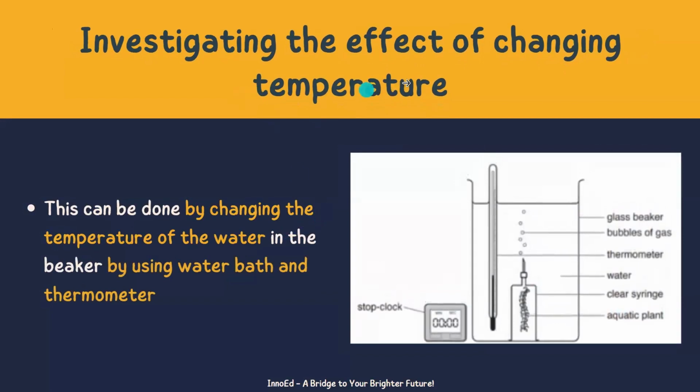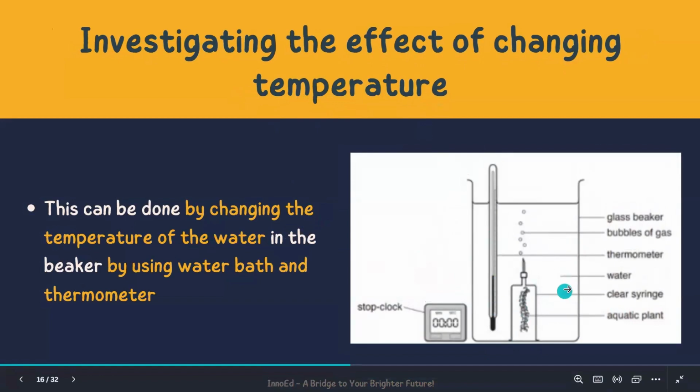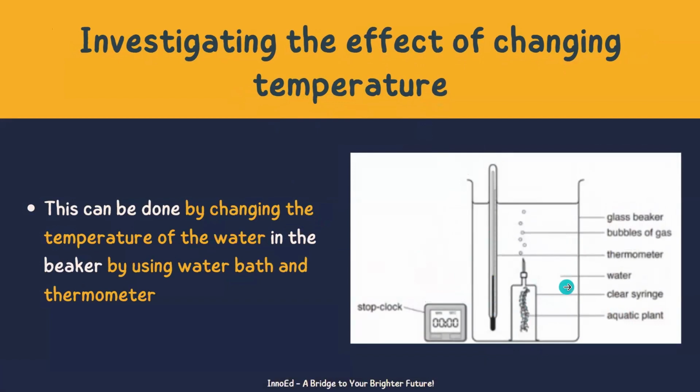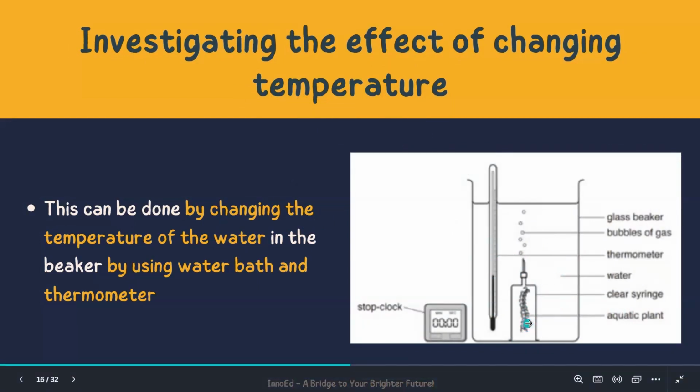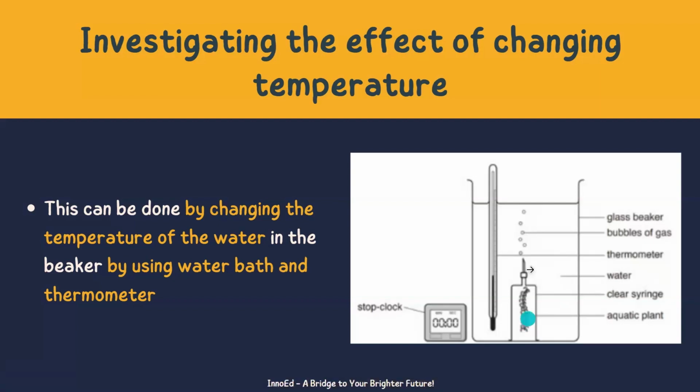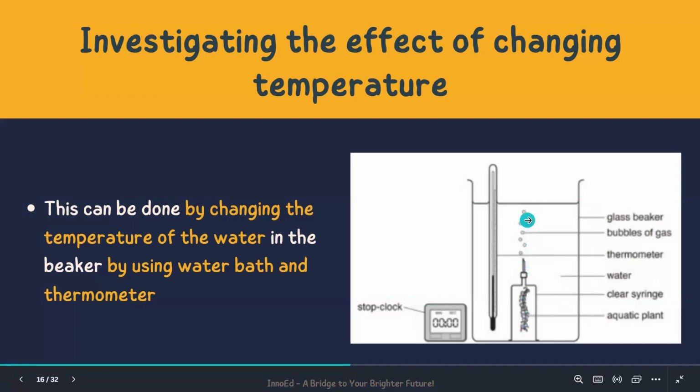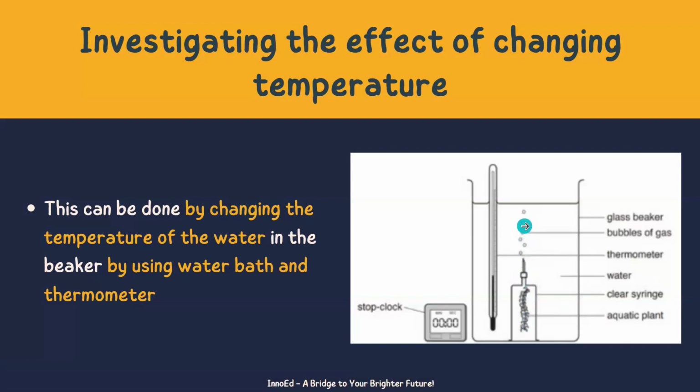Now, how do we investigate the effect of changing temperature? We can do this by changing the temperature of the water surrounding the pondweed by using a water bath and thermometer. So just like the previous example, here we can demonstrate that the pondweed is doing the photosynthesis or not by observing the bubble release from the cut stem of the pondweed.